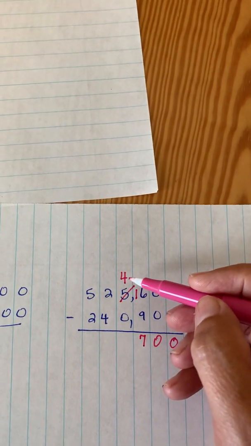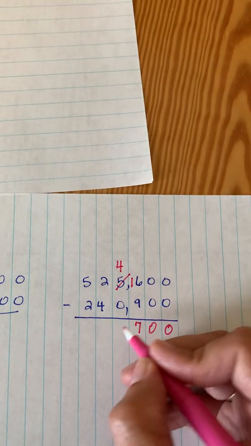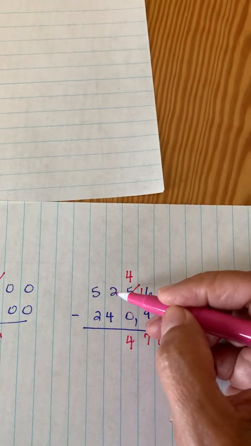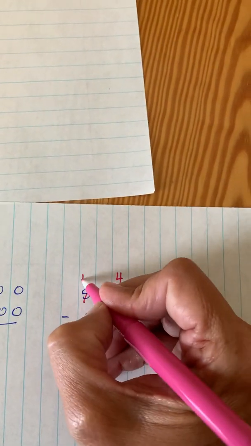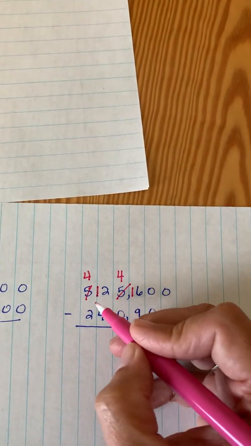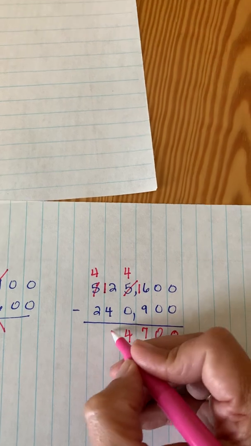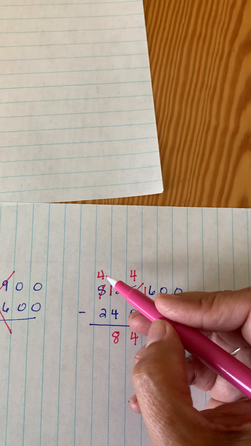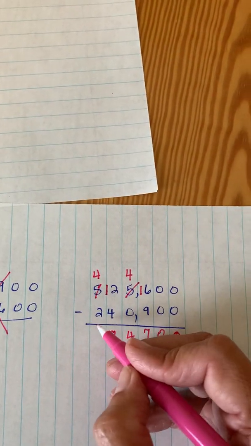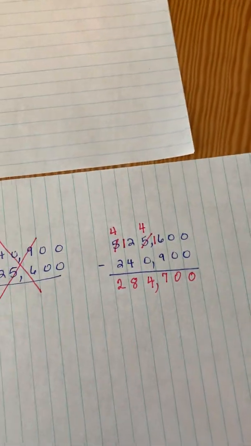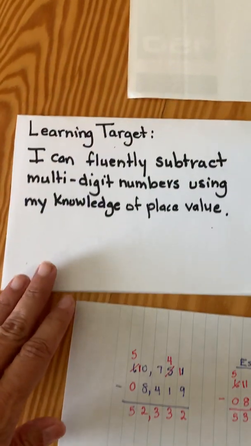Now let's go back to my thousands place. I have 4,000 minus 0, which is 4,000. And then let's go over to the 10,000s. I cannot subtract 20,000 minus 40,000, so I need to borrow from my 100,000s. Make that a 400,000. Bring my 100,000 over, and I have 120,000 minus 40,000, which is 80,000. Back to my 100,000s place. 400,000 minus 200,000 is 284,700.